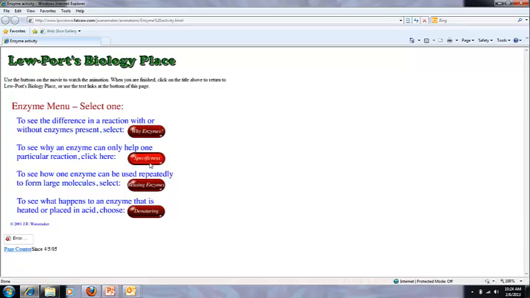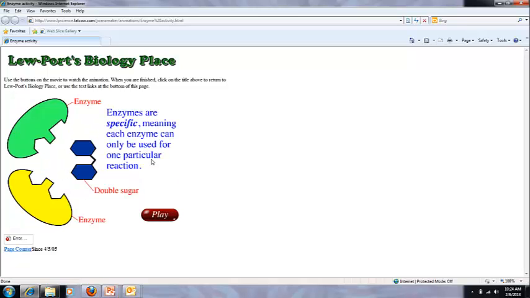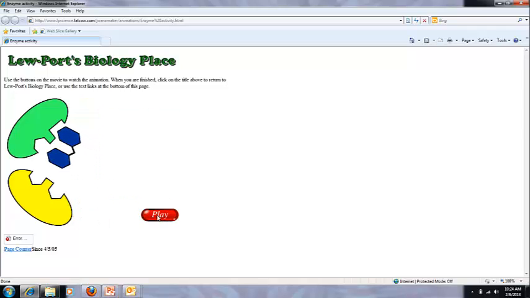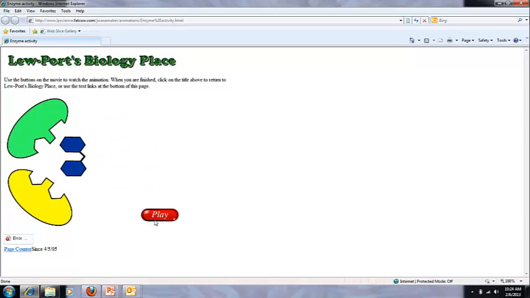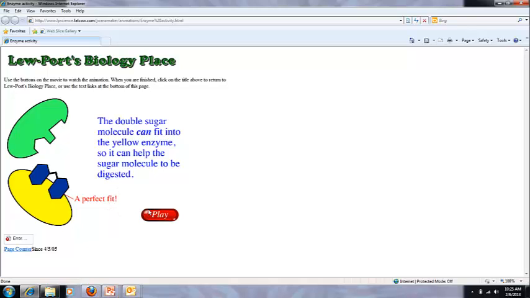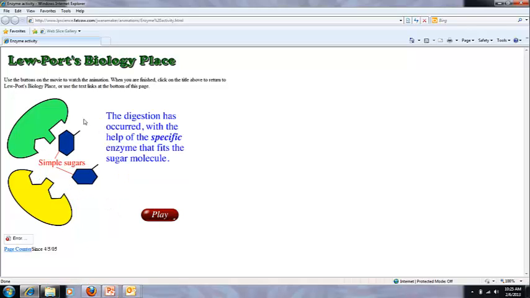Okay, so let's look at how specific an enzyme is. So we've got two different enzymes, and we've got two products that need to be worked on. This is a double sugar, so it would represent a carbohydrate. And once they break these apart, then they would be glucose. So let's see which one this one will go into. Okay, it does not fit because this shape might, but this one does not. And the enzyme is specific to its substrate. And bam, that one is a perfect fit. And now it can be broken apart into simple sugar molecules like glucose.